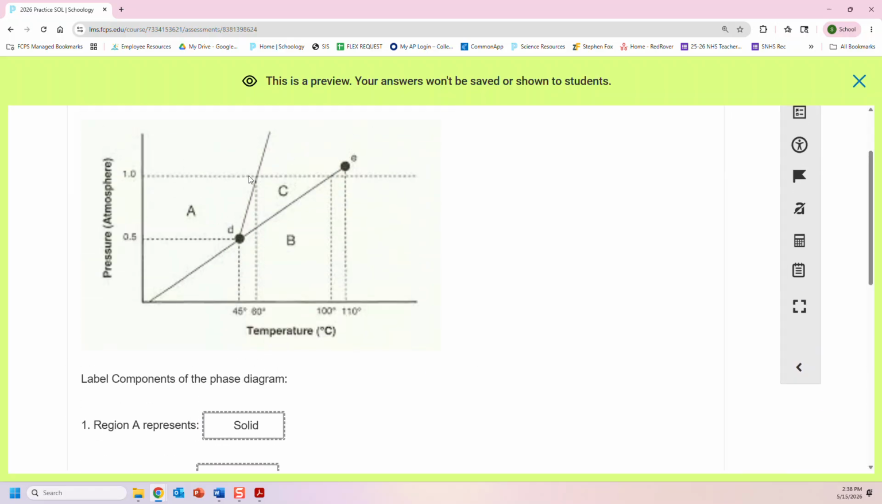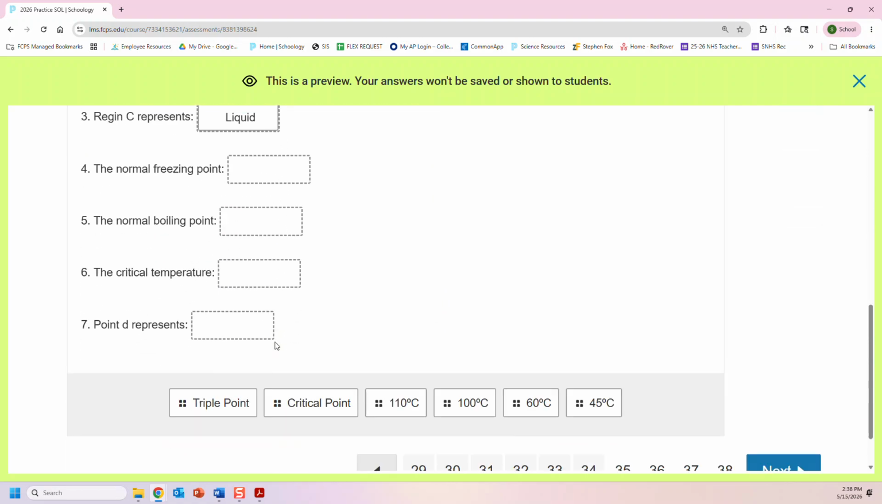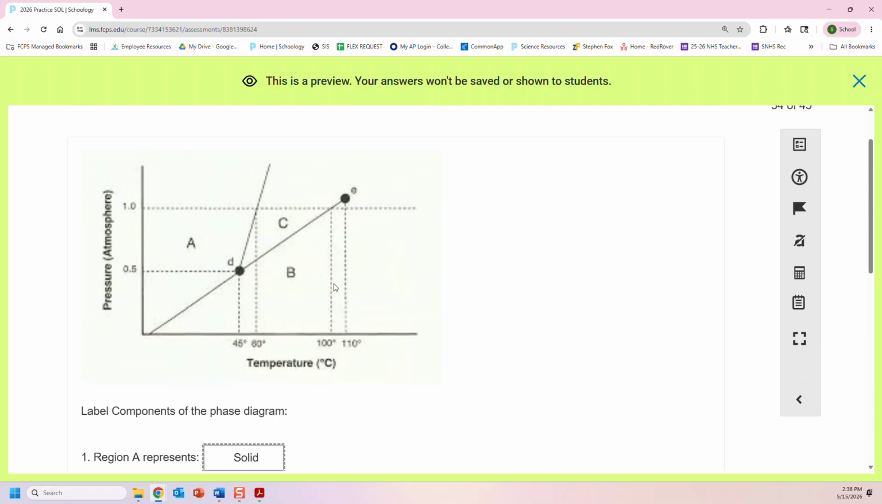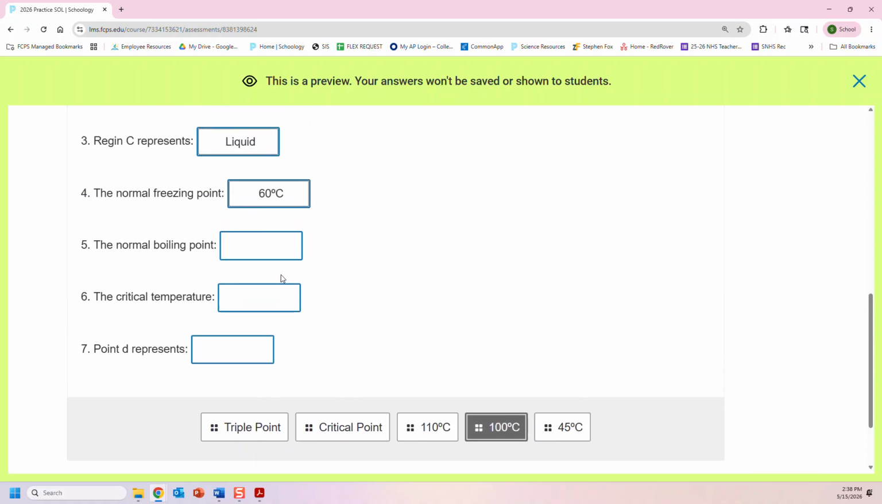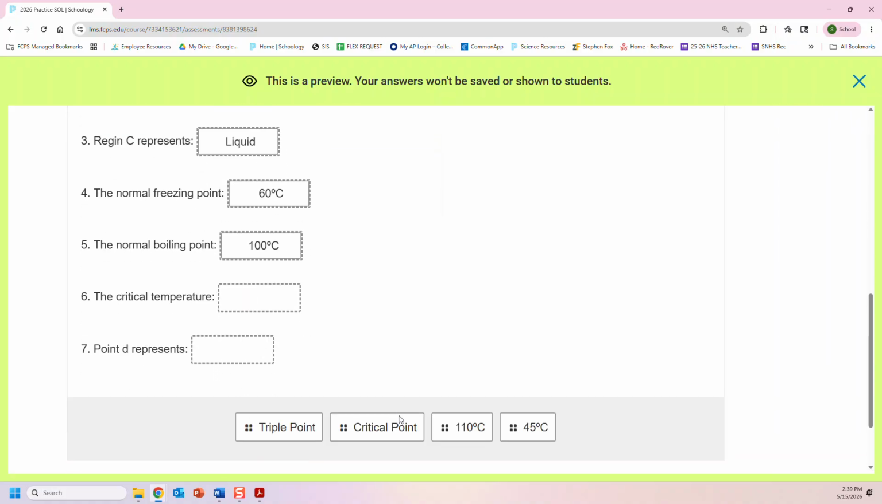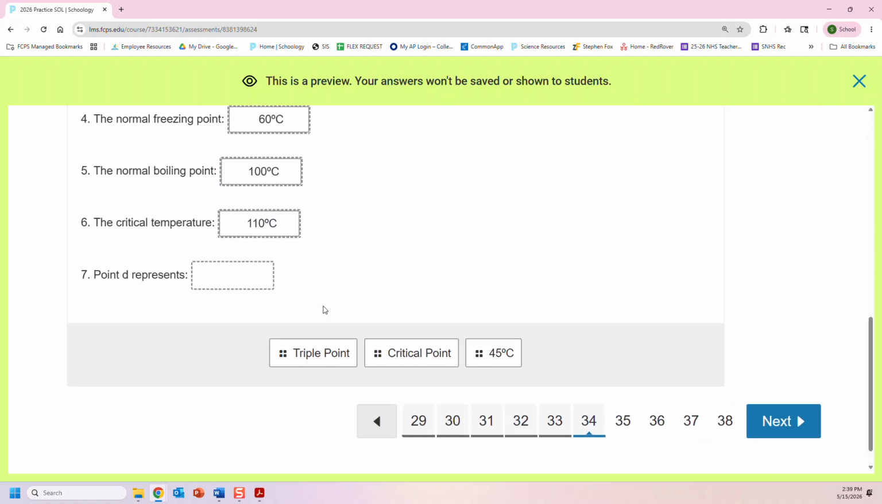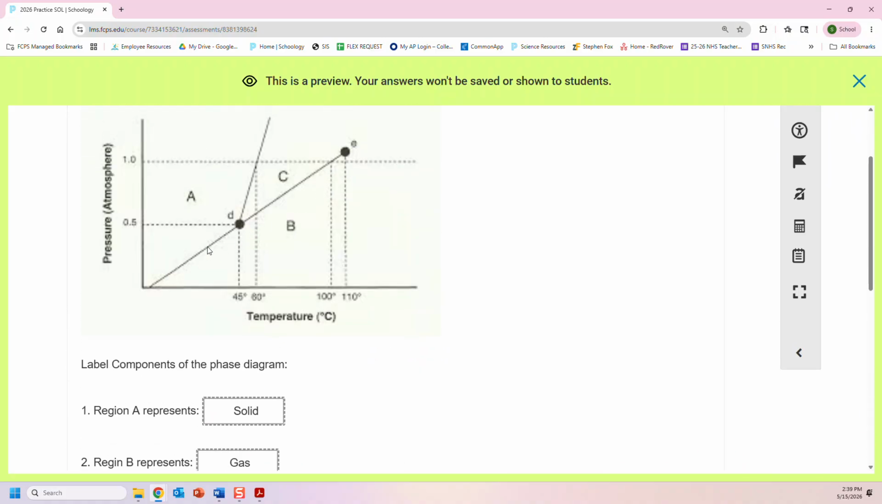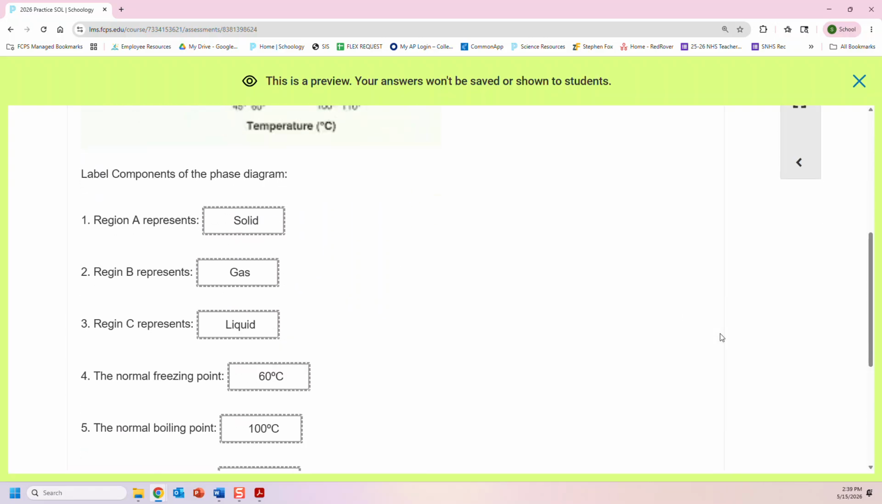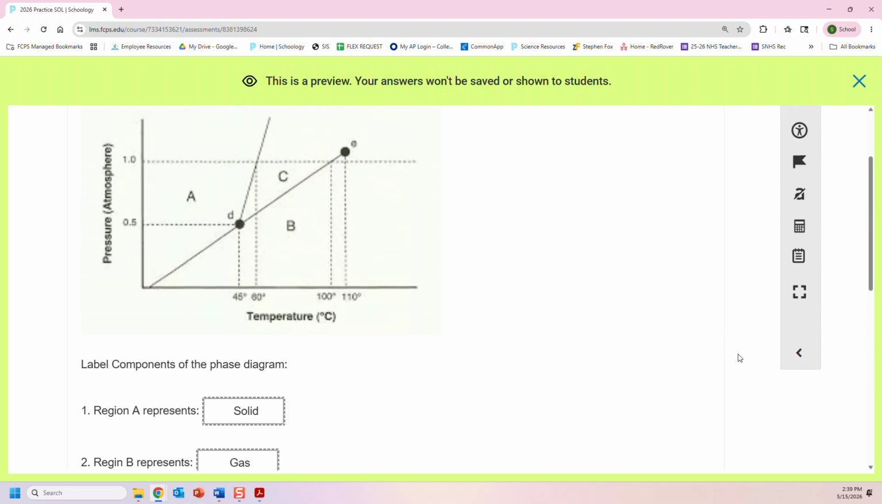Normal freezing point, what do we say? It looks around 60. Okay. It would also be the melting point. Normal boiling point, what do we say? 100. Critical temperature, critical point, go to the temperature, 110. And remember that point where solid gas, solid liquid, when all those 3 lines meet, that is called the triple point. All right. So those should be our answers for that.